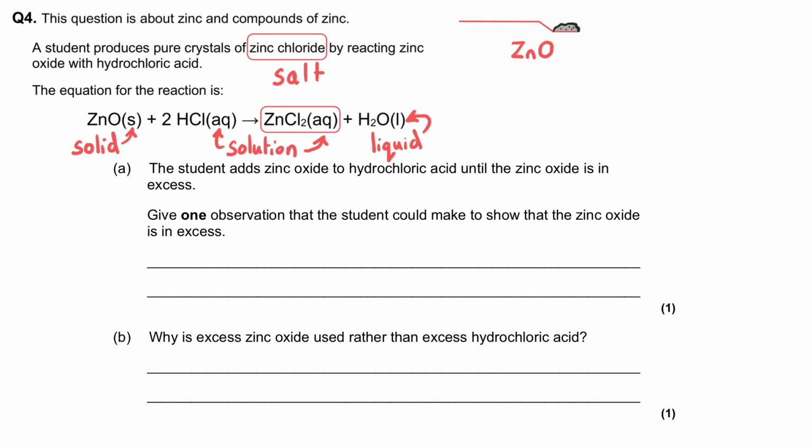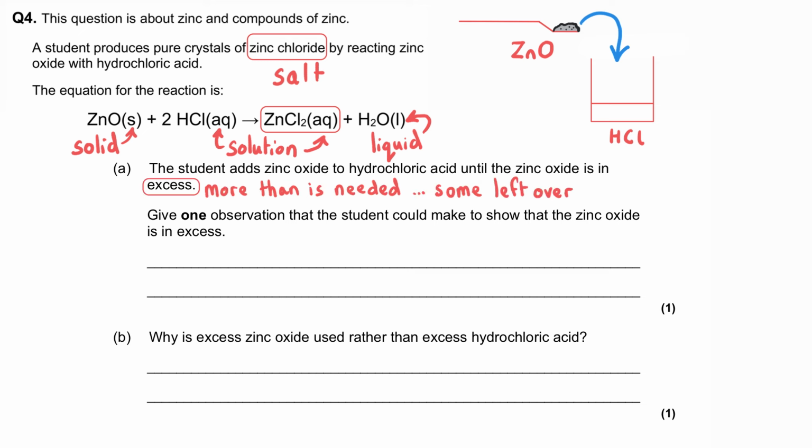The student adds zinc oxide to the hydrochloric acid until the zinc oxide is in excess. And excess means that there is more than we need, and there will be some left over. And give one observation that the student could make to show that the zinc oxide is in excess. Well, when the student adds the solid zinc oxide to the hydrochloric acid and then stirs it, that zinc oxide solid will react, and so the solid will no longer be visible. It will be as if the solid has disappeared, but actually it will have reacted. And then they add some more, stir that, and that will react and disappear as well.